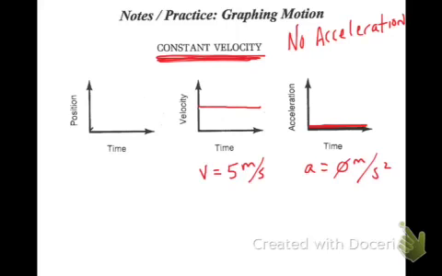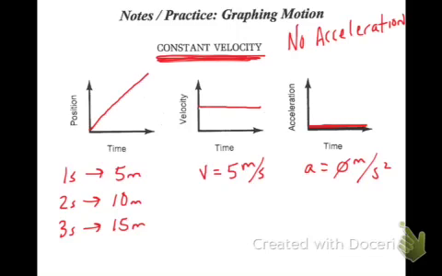Now, things I want you to think about in terms of constant velocity for position. If you're going 5 meters every second, that means that after 1 second, you've covered 5 meters. After 2 seconds, you've covered 10 meters. 3 seconds, 15 meters. So if we were to graph all of those points, we would get hopefully a straighter line than that, but a nice, straight, direct relationship, because every second we're covering the same distance. So these are the graphs that can represent constant velocity.